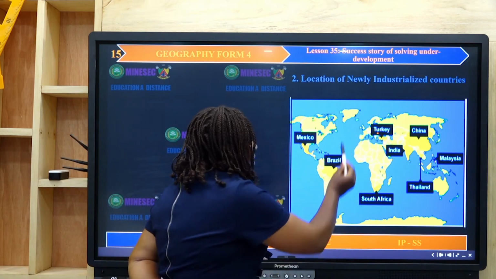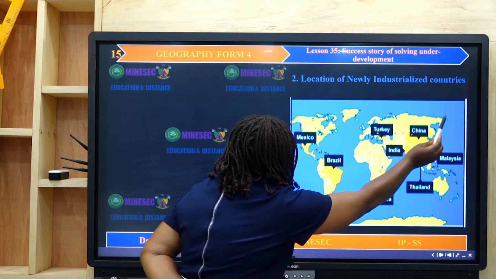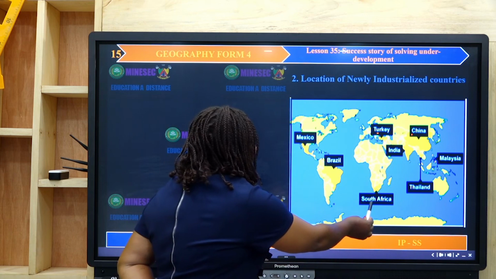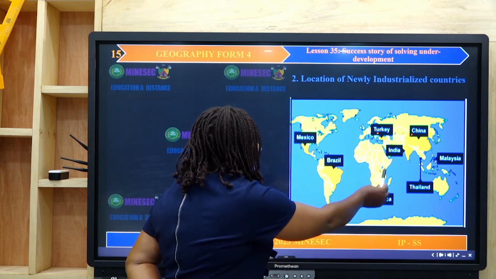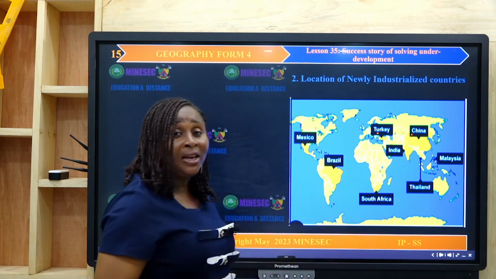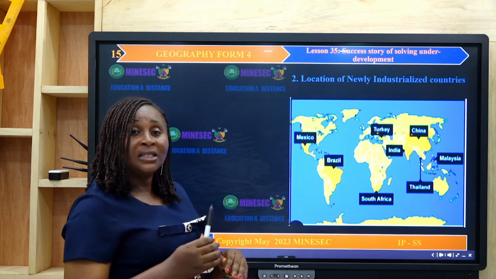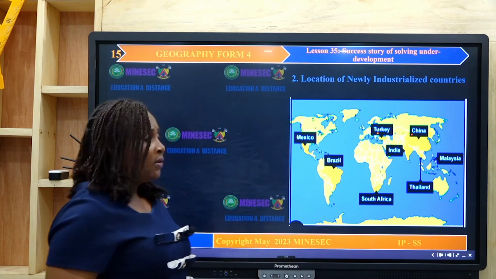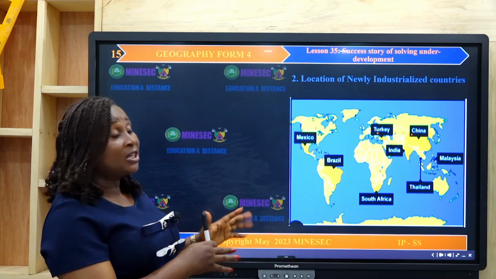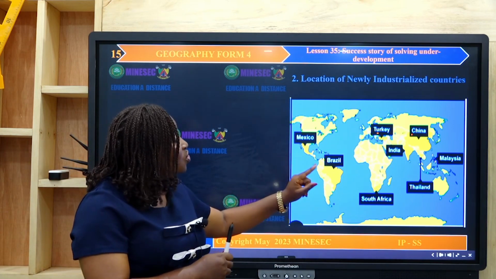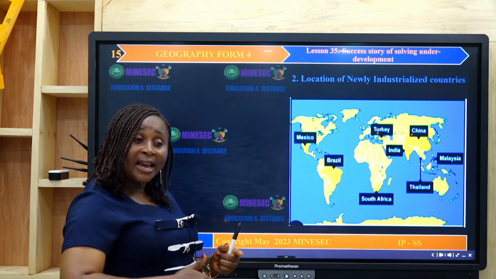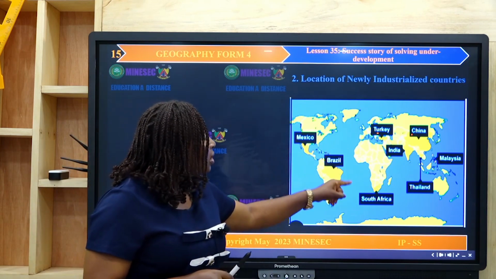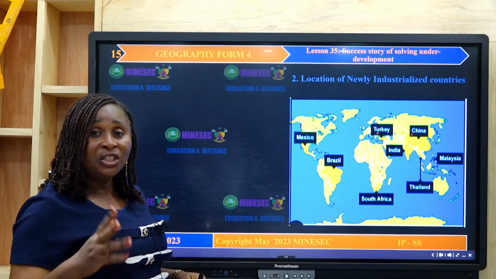Look at Turkey. Turkey is in Europe. India, China, Malaysia, Thailand are in Southeast Asia. Look at South Africa. In the whole continent of Africa, South Africa is the only nation that has emerged and has been classified as a newly industrialized country. Then we have Mexico and Brazil. These are some of the locations. Now, I want you to observe closely the location of these newly industrialized countries. When we get to the reasons why they have emerged, you will see that their location plays a vital role in their emergence.